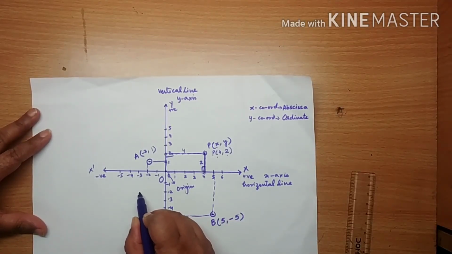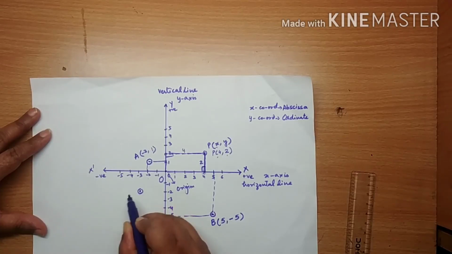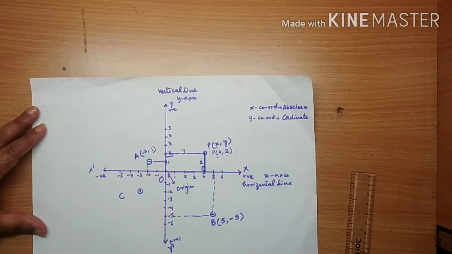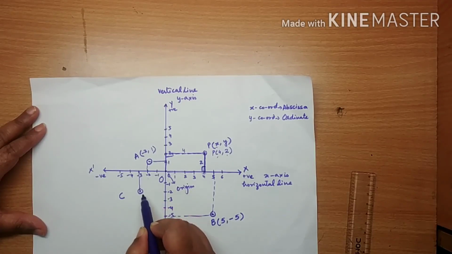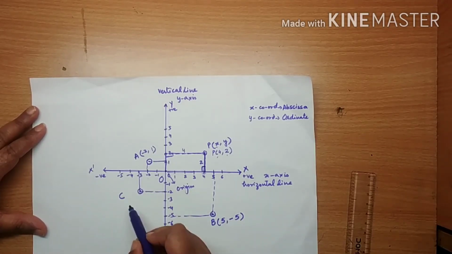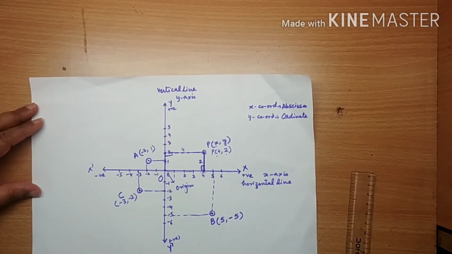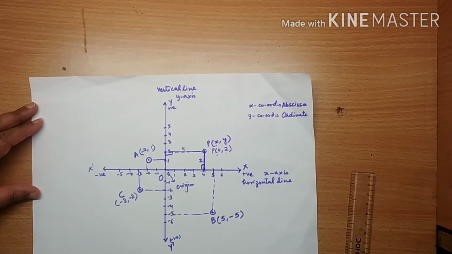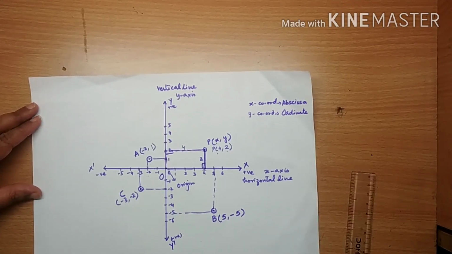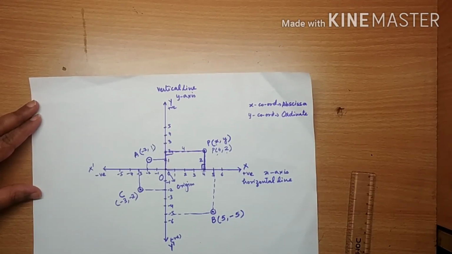Now let us have some other point. Let's call this point C. The coordinates of C will be, if I draw perpendiculars here, what is the x coordinate? -3 and the y coordinate is -2. So the coordinates of C are -3 and -2. We always write the x coordinate first and y coordinate later. Always remember, the x coordinate is the perpendicular distance of the point from the y-axis and the y coordinate is the perpendicular distance of the point from the x-axis.